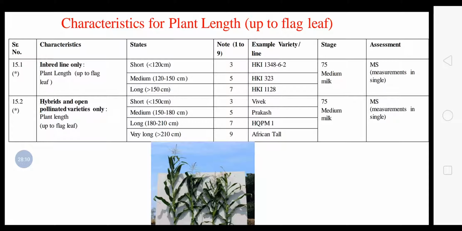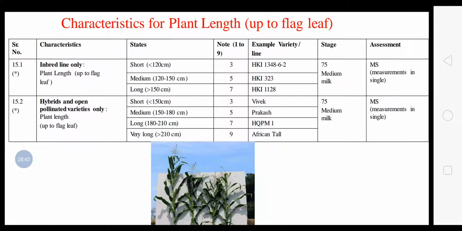So here the height is again characterized as short, medium and long. Short plant is less than 120 centimeter, medium is 120 to 150 centimeter and long is more than 150 centimeter. Short is given as score 3, medium 5 and long 7. Example of short stature plant is HKI 1348-6-2, medium is HKI 323 and long HKI 1128.